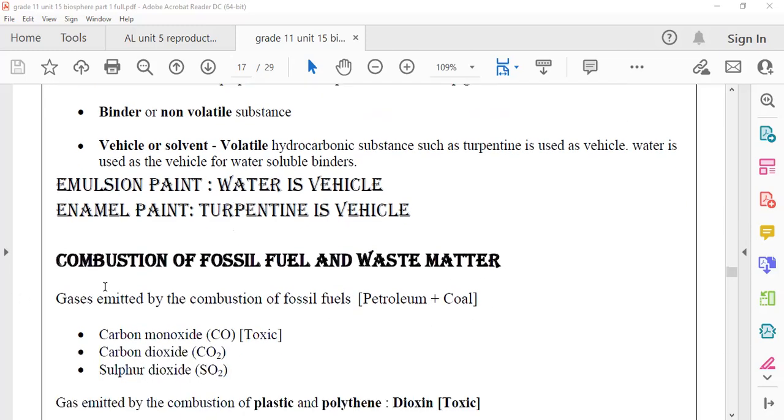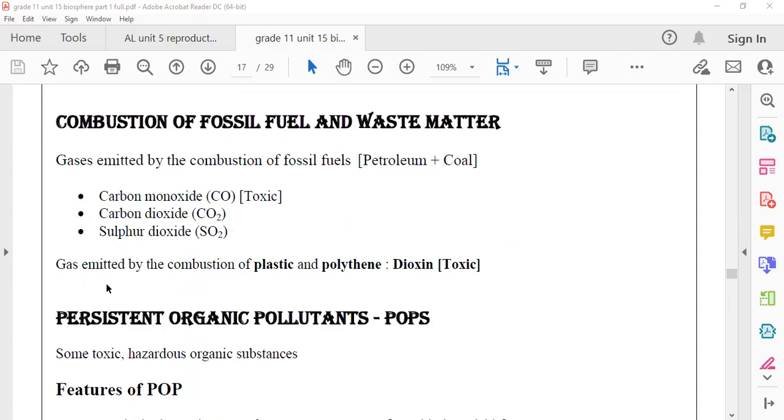After paints, we are coming to the heading combustion of fossil fuel and waste water. Petroleum and coal, these two are called fossil fuels. Fossil fuel has a longer story, but we are not here to discuss that longer story.